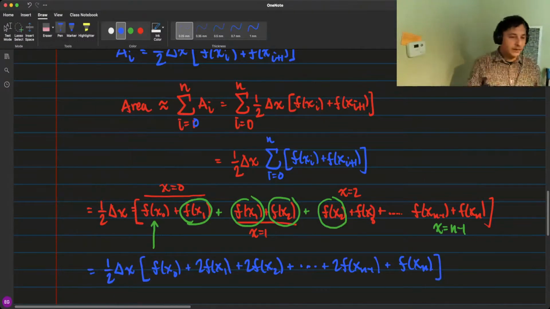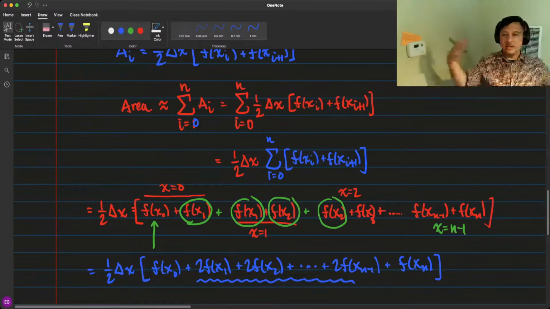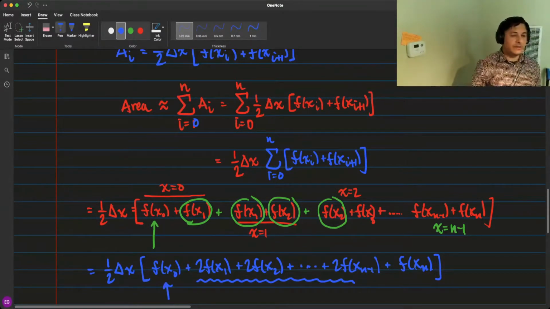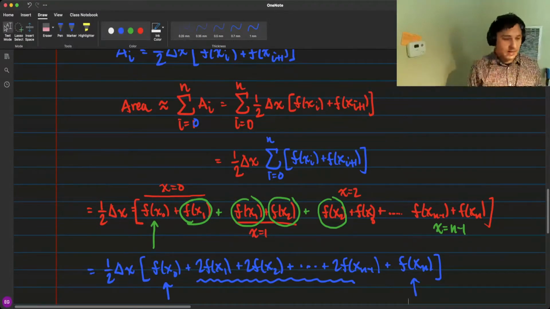So the reason you get all these 2's in the formula is because there's a double from them when you plug it in, and there's only singles for the first term and the last term, because they don't double up with anything. And I think we're done.